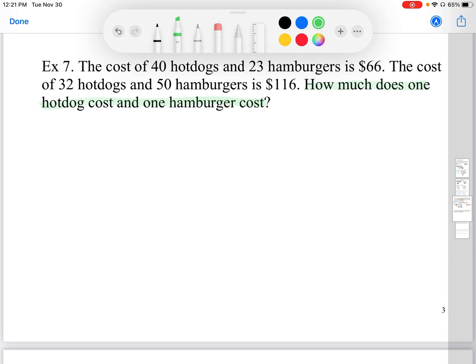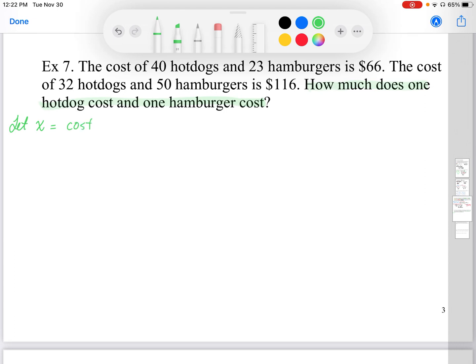It says the cost of 40 hot dogs and 23 hamburgers is $66. The cost of 32 hot dogs and 50 hamburgers is $116. How much does one hot dog cost and one hamburger cost? So I'm going to state my variables first. I'm going to let x equal the cost.